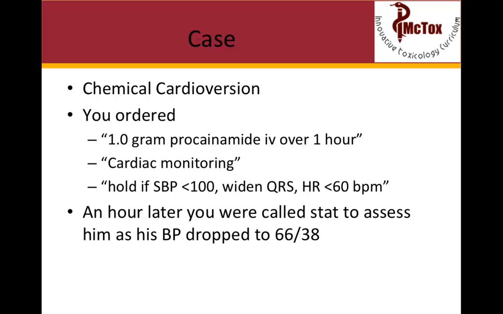After going over the risks and benefits with this relatively stable patient, you decide to attempt a chemical cardioversion. You give him the standard 1 gram of procainamide over 1 hour, with orders to have continuous cardiac and hemodynamic monitoring. Unfortunately, you are paged overhead to reassess the patient as his blood pressure begins to drop.